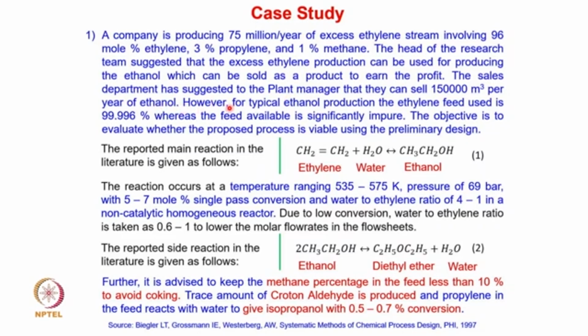Again, if you look at the typical ethanol production process, it uses an ethylene feed which has almost 99.996% purity to the reactor. But in contrast to this, in the given problem, the purity of the ethylene is 96%, whereas the propylene is 3% and methane is 1%.